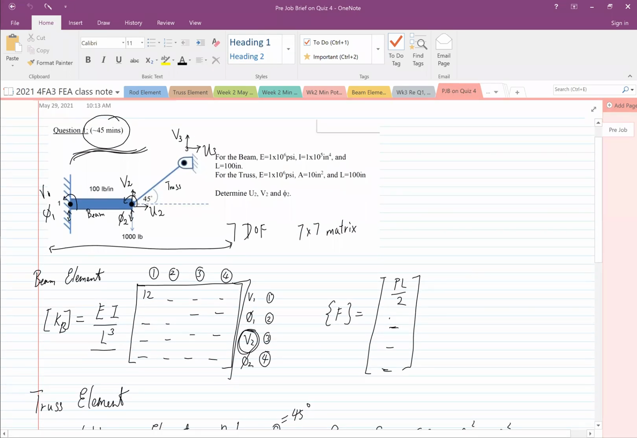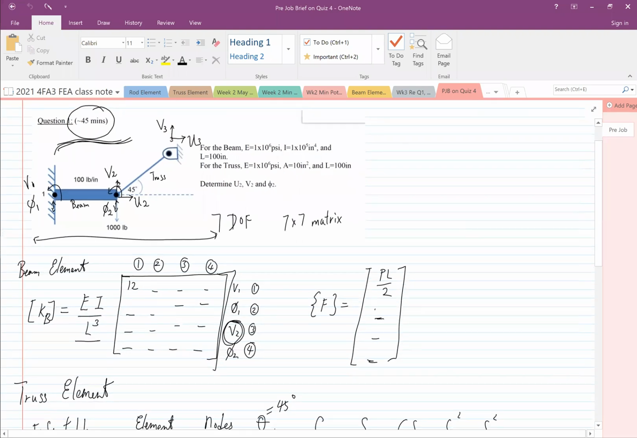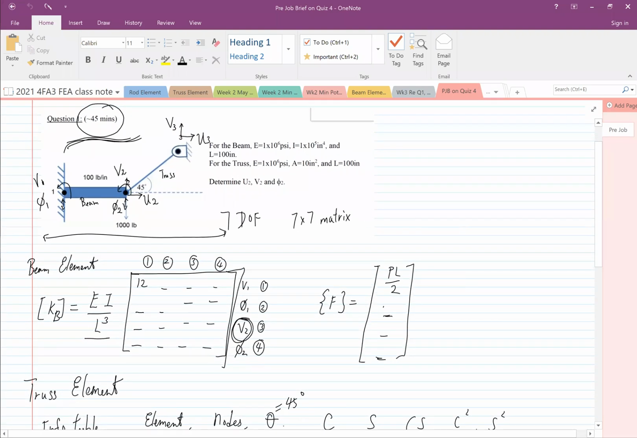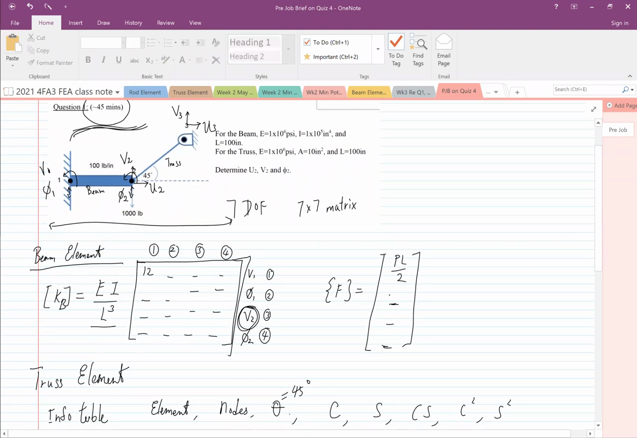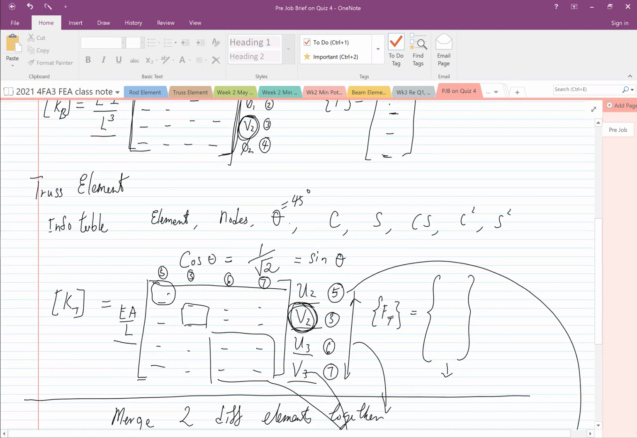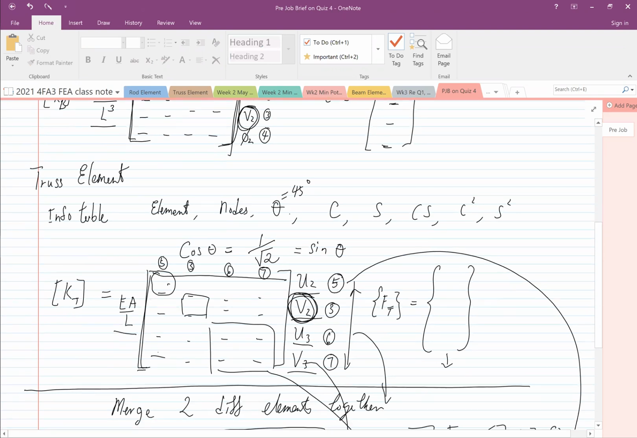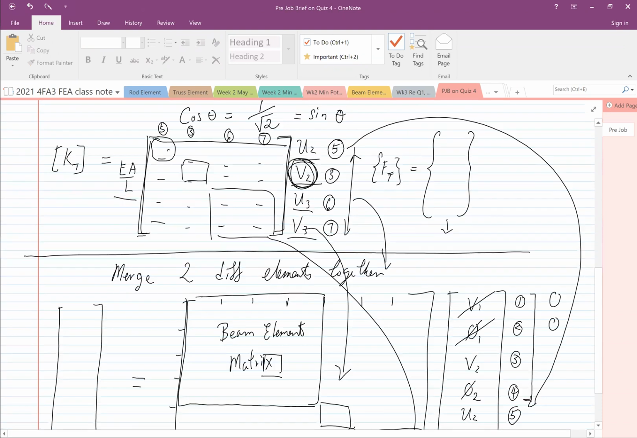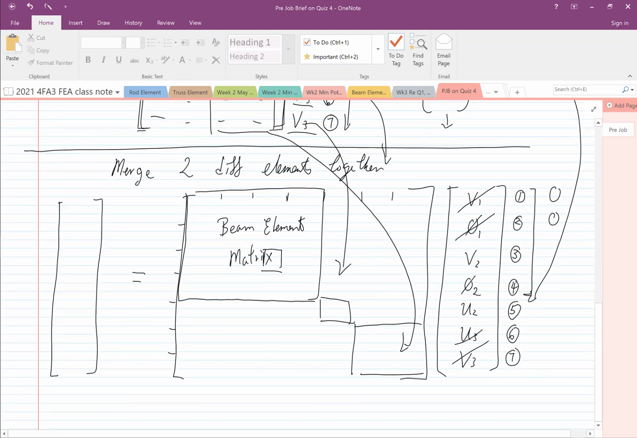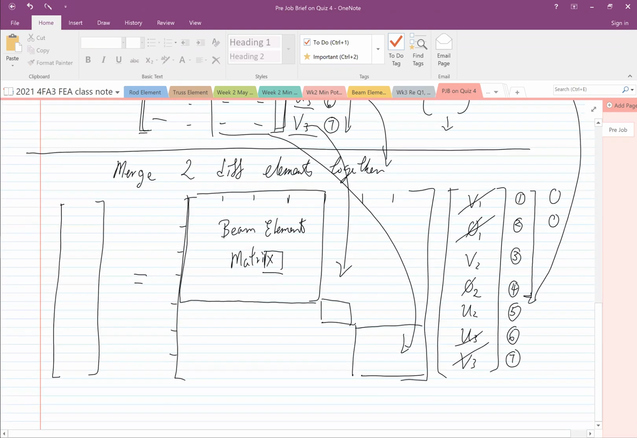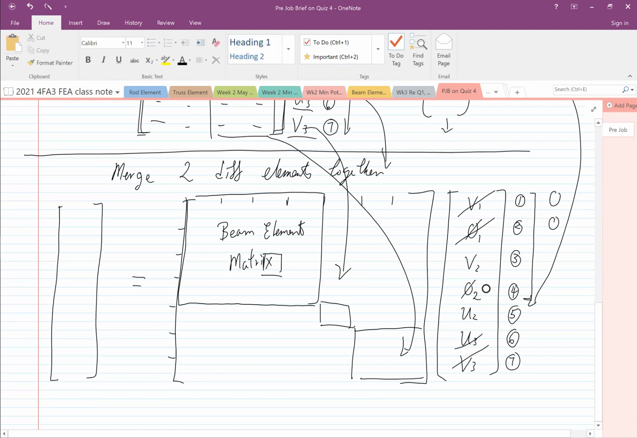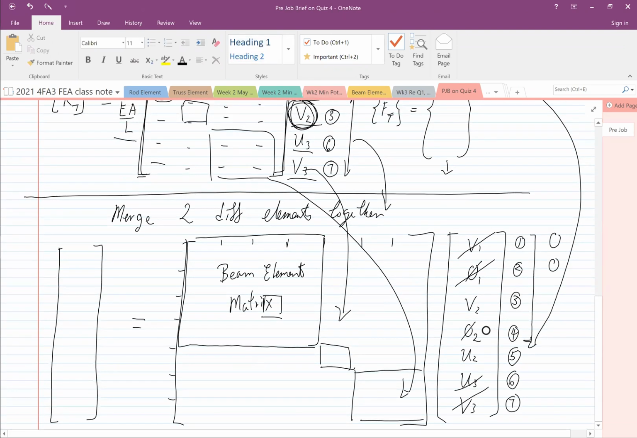Pre-job brief on quiz 4. Okay, that's very straightforward. We identify 2 elements here. The first part is beam element, and then we use the formula sheet to construct the stiffness matrix, and then we use the formula sheet to construct the truss element matrix. We combine them together with the similar degrees of freedom, and we solve for it.